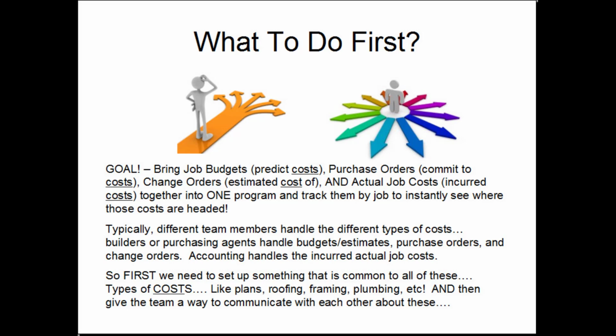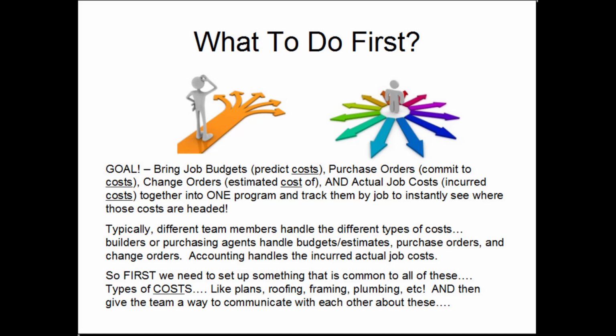Typically, different team members handle different parts of this. The builder or project manager might handle the original job budget or estimate, and maybe the estimate of change orders. Maybe they, or a purchasing person, prepare purchase orders and work orders. Then there's an accounting team or a bookkeeper posting and paying actual job costs from invoices or bills received from trades and suppliers.